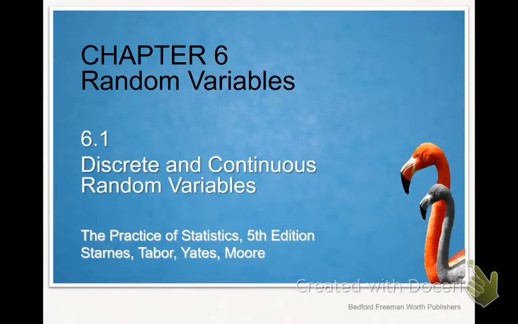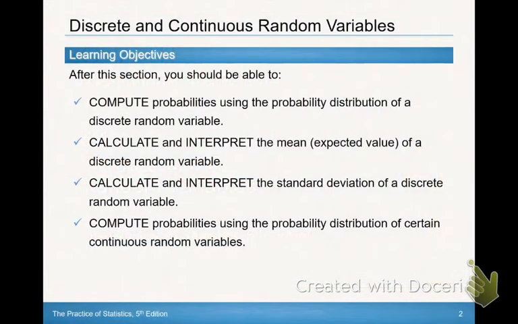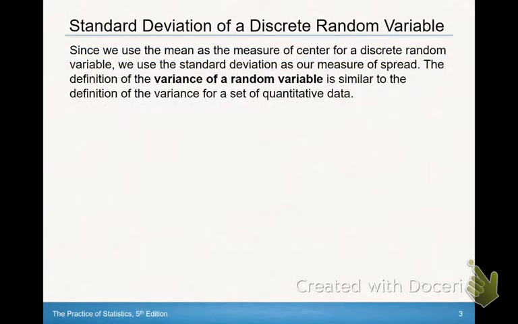In the second part to section 6.1, we're going to continue talking about discrete random variables and also introduce continuous random variables. Yesterday we talked about how to find the mean of a discrete random variable. And remember, we multiply each value times each probability and then add up all of those values to get our mean. Standard deviation, remember, is how far a number is typically from the mean.